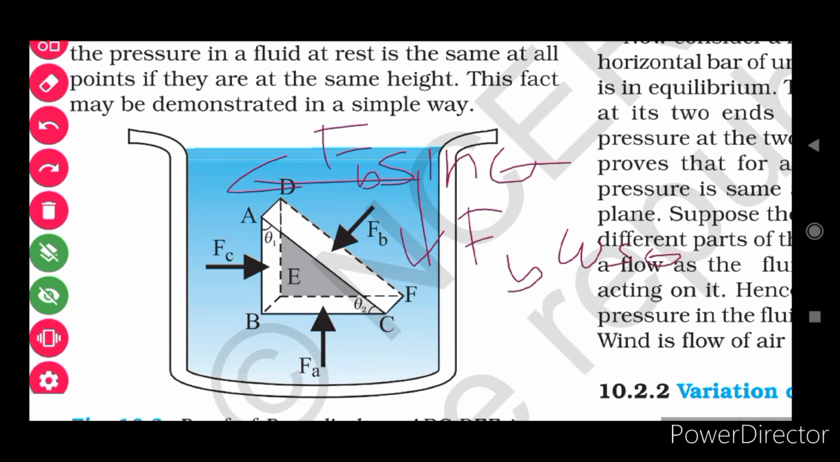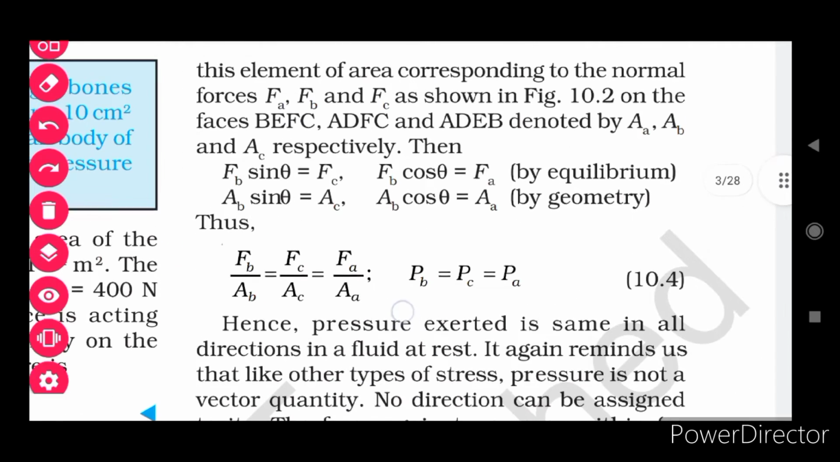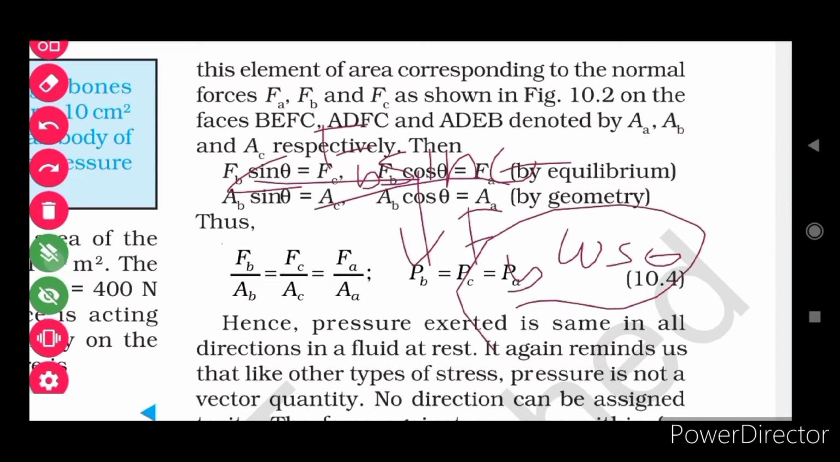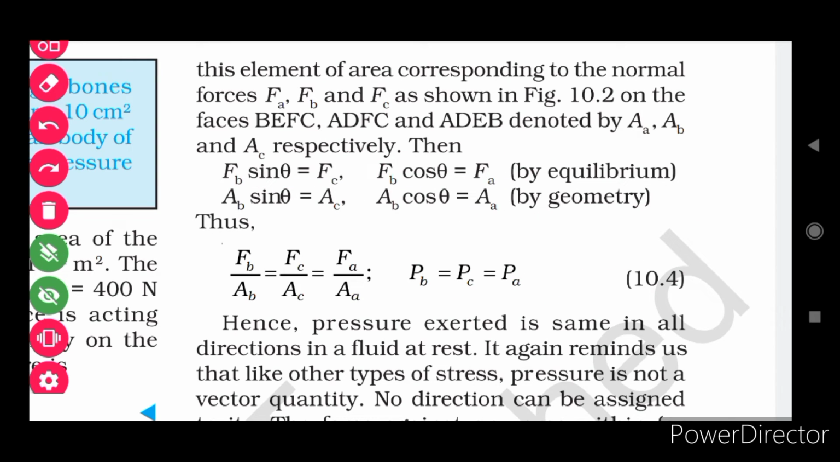And you see this fluid is in equilibrium, so the net force acting on this element should be 0. That means FB sin theta should balance FC, so FB sin theta should be equal to FC, and this vertical component FB cos theta must be equal to FA. So that is given here: FB sin theta is equal to FC and FB cos theta is equal to FA by equilibrium.